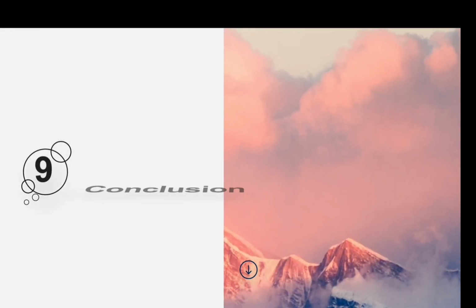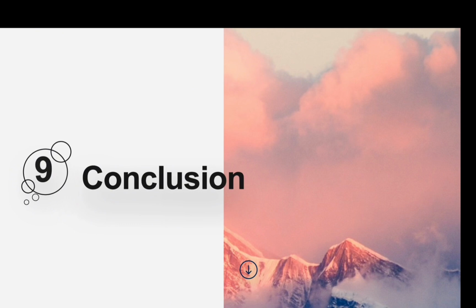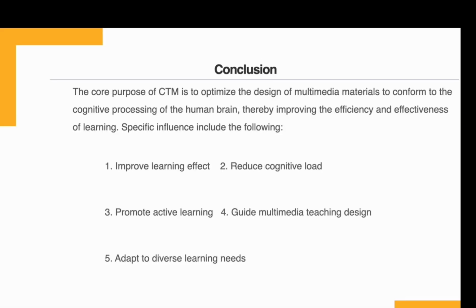At the end of this course, we have our conclusion. The core purpose of CTML is to optimize the design of multimedia materials to conform to the cognitive processing of the human brain, thereby improving the efficiency and effectiveness of learning. And specific influences include the following: improve learning effect, reduce cognitive load, promote active learning, guide multimedia teaching design, adapt to diverse learning needs.